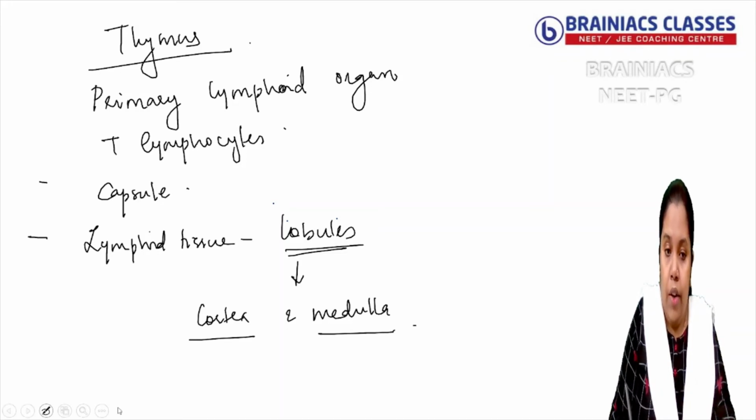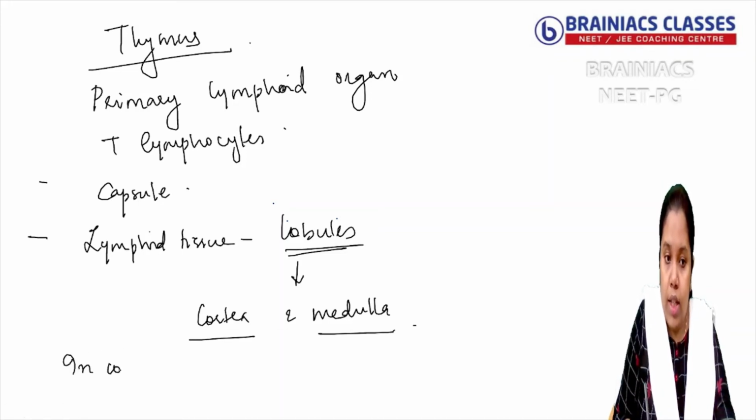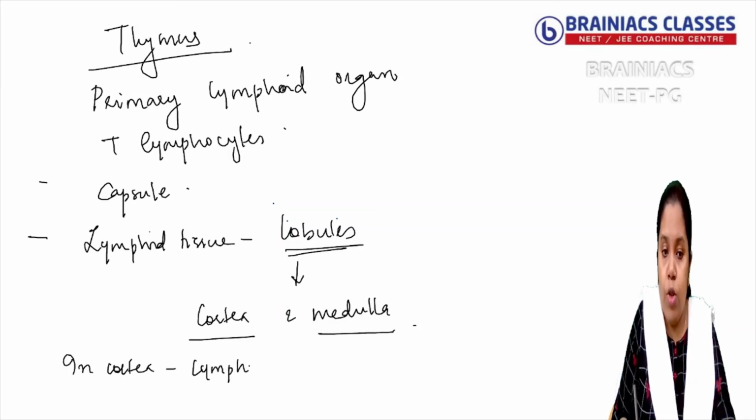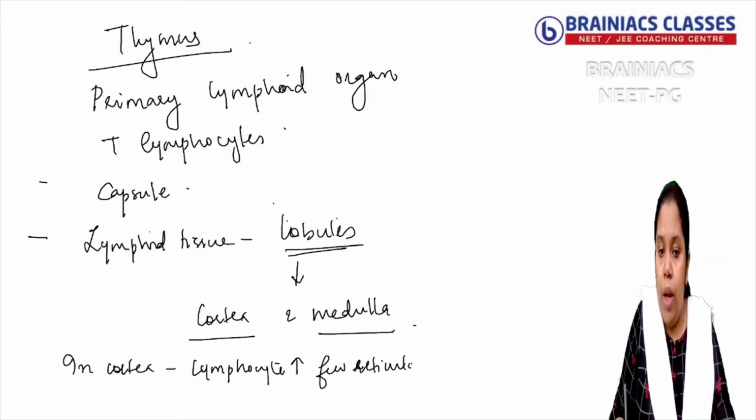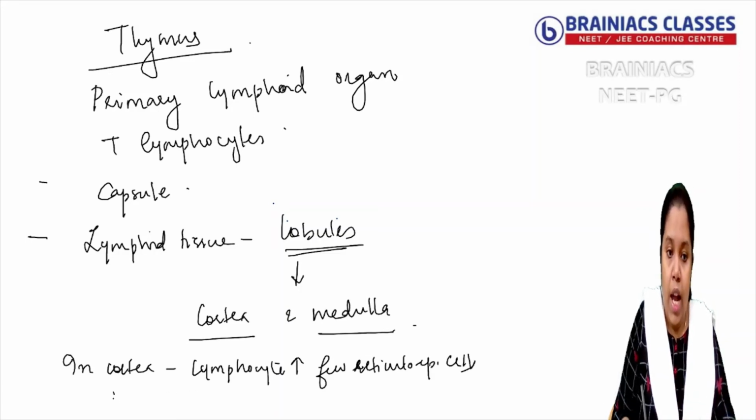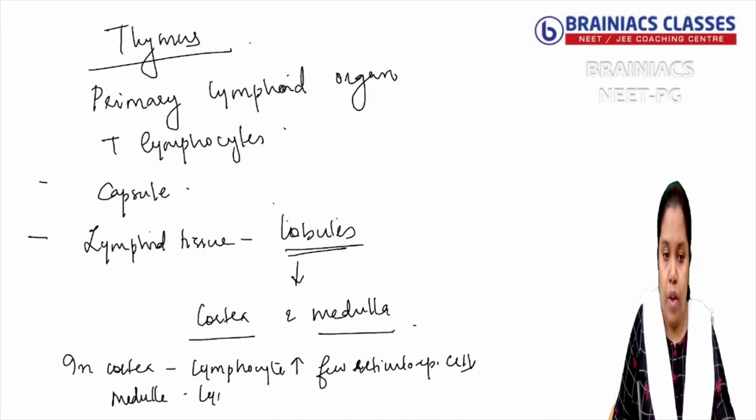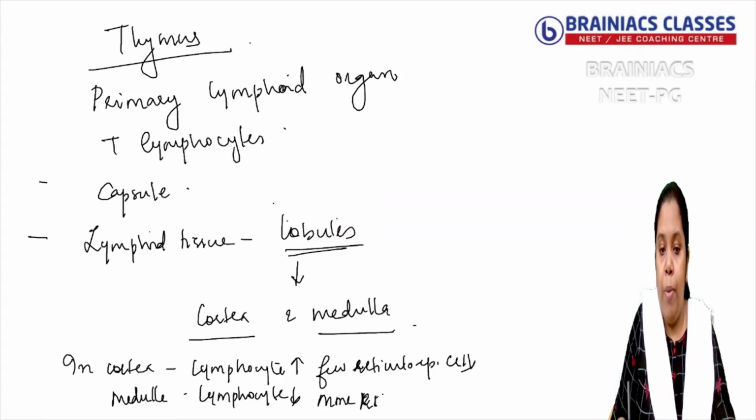In the cortex, there are more lymphocytes, whereas there are few reticuloepithelial cells. In the medulla, it is reversed: there are fewer lymphocytes and more reticuloepithelial cells. So this is about the thymus.